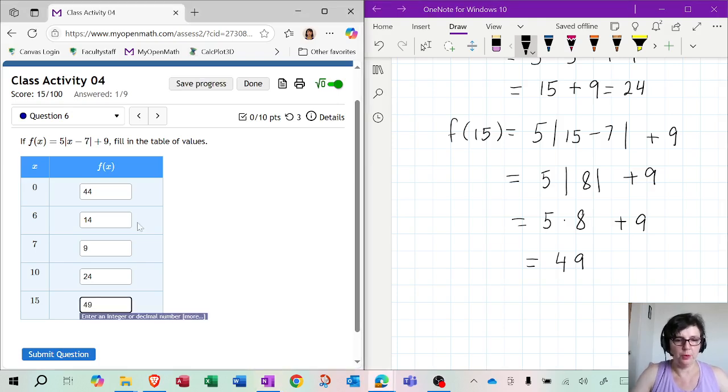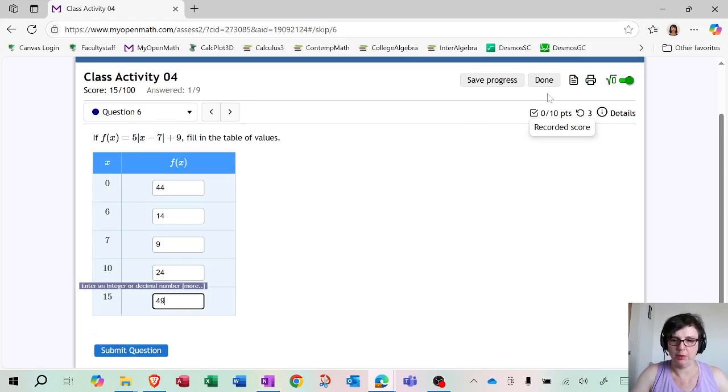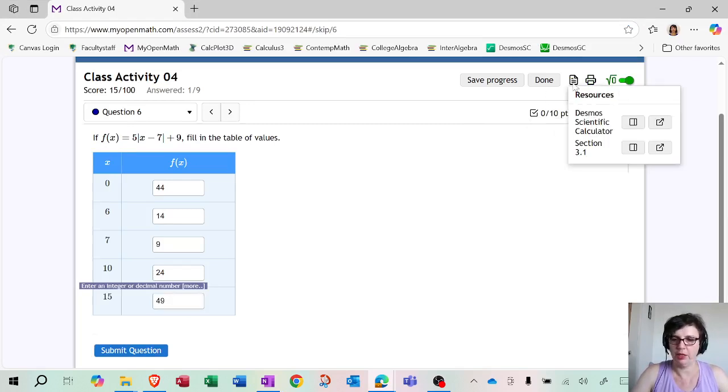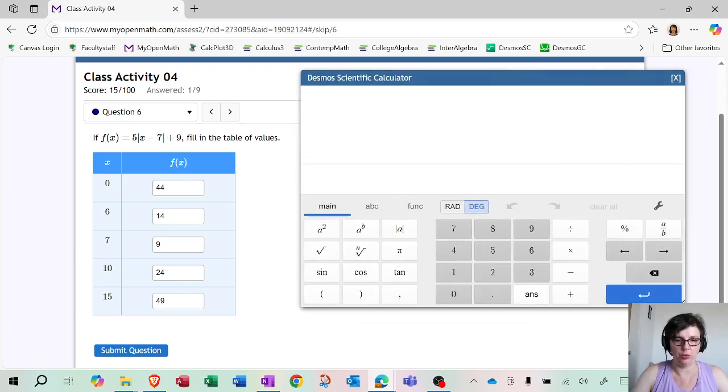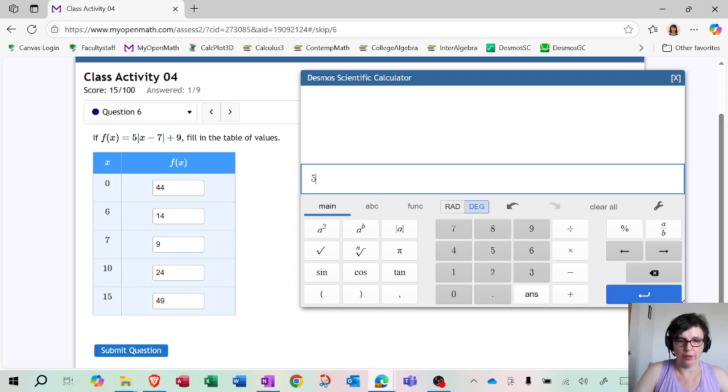Before I submit, I want to show you how to do the same thing on the Desmos calculator. Let's click on resources and open the Desmos scientific calculator. It's going to be super easy. You type up your right-hand side, but instead of x, you place just open parentheses, close parentheses. So I'm going to put 5, then absolute value. Desmos understands, or you can just click on this button right here. Then instead of x, remember, replace it with open parentheses, close parentheses, minus 7. Now I'm closing the absolute value, plus 9.